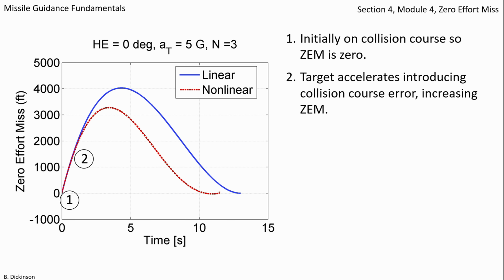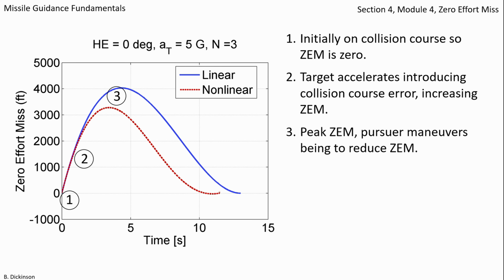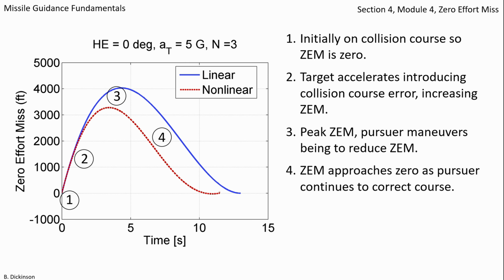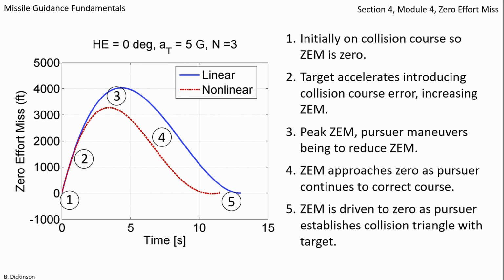And so as the target accelerates, more and more error is introduced, but at the same time, note that the ProNav is providing feedback to the pursuer and it begins to accelerate to correct that collision course. So ultimately, there is a maximum zero effort miss before the pursuer gains a handle on the engagement and regulates that zero effort miss back to 0 as the collision course is achieved and the time to intercept, or TF, is approached.